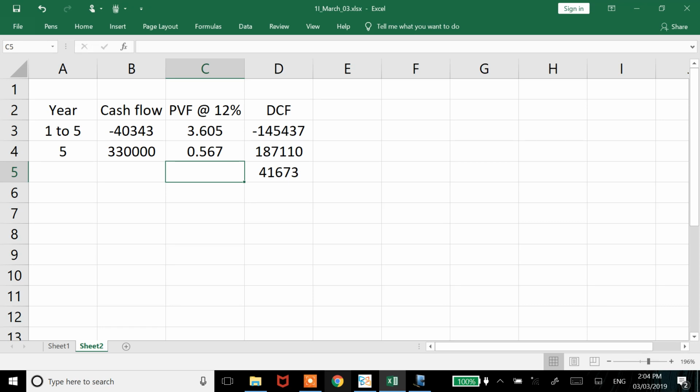Which one? I'll come to it. Let me complete both the analysis. See, if I evaluate sale and leaseback on a standalone basis, it's good to do this because you will use the asset for 5 years. You will pay only 40,343 and you will get back 330.